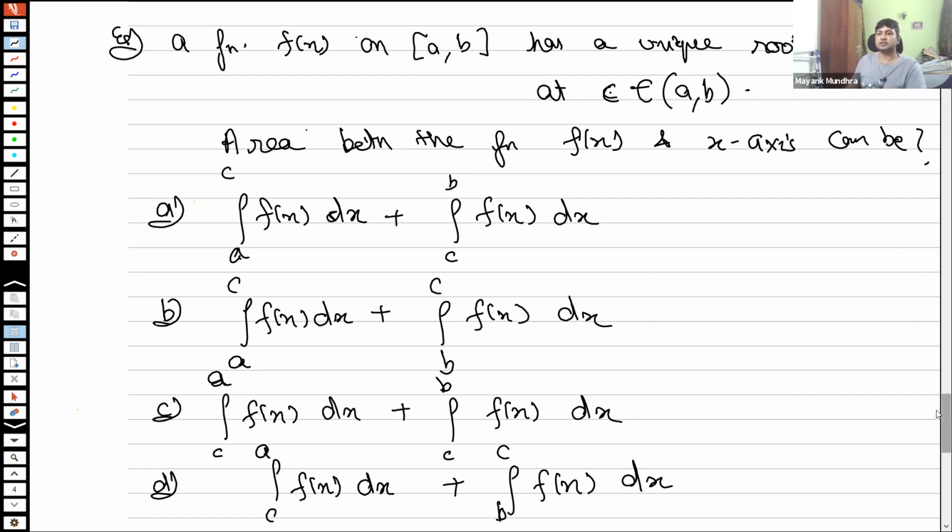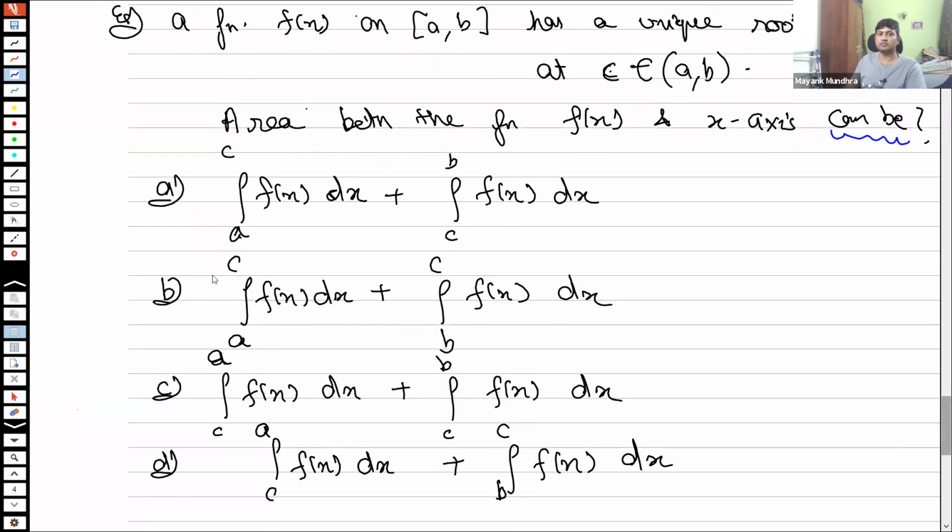So which of these can be true? More than one can be correct. Not only one option correct. Multiple options can be correct. So which one or which multiple of these options do you think can be correct? It has a unique root at C.